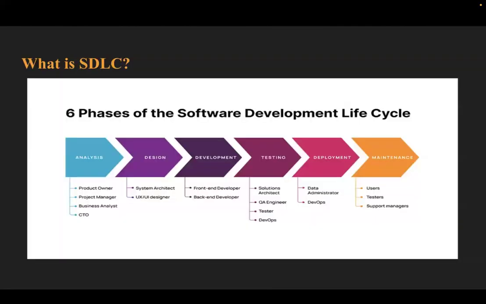So what is SDLC? SDLC is the software development lifecycle. It might be known to all of you, but I need to explain it. As part of the SDLC, there are six different phases. First is the analysis or requirements phase, where people collect the requirements: how many people are needed for this project and what different things are needed. Requirements are collected in the analysis phase.